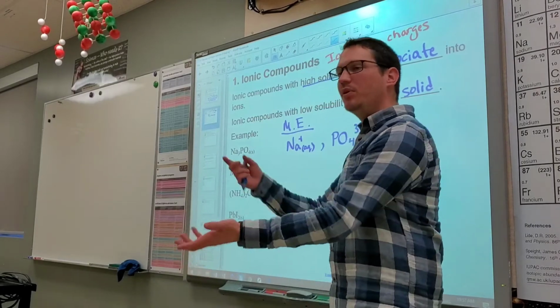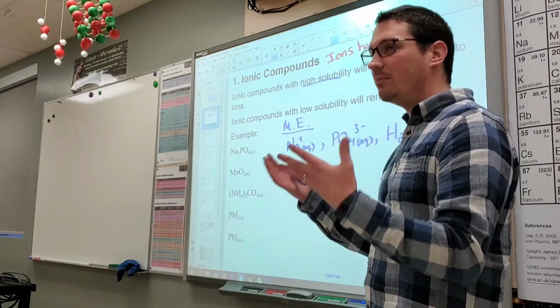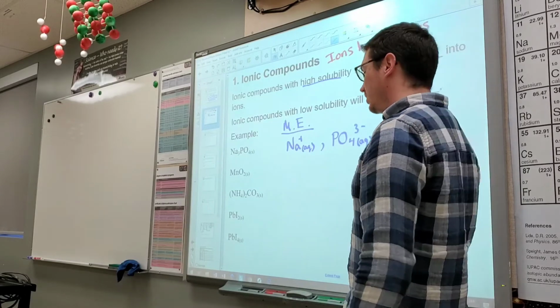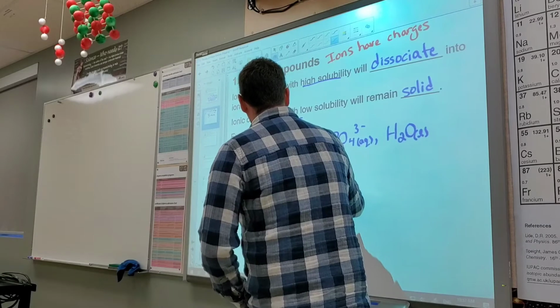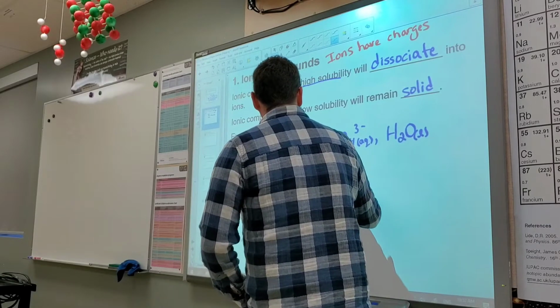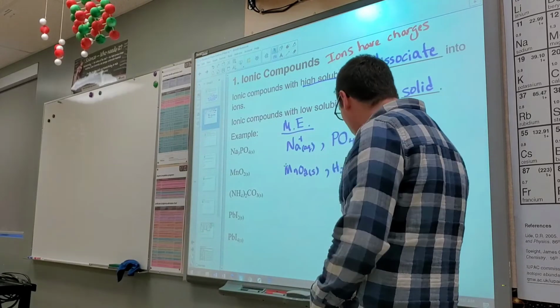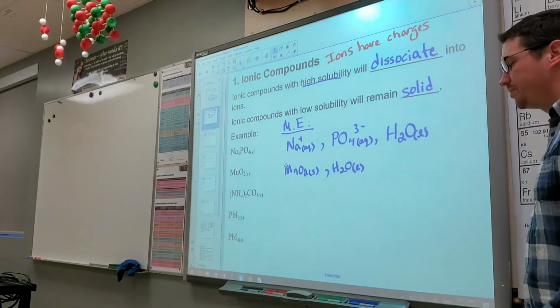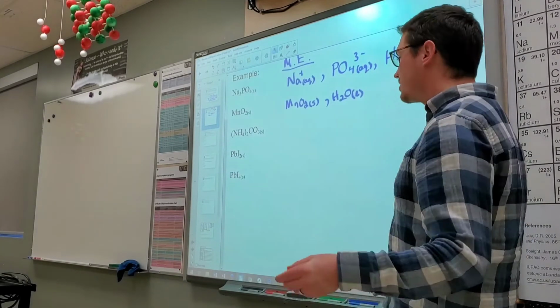Well, if I put a cube into water and it doesn't dissolve, what state of matter did it remain? It's going to still be solid. So the major entities are MnO2, solid, and water. Okay, let's keep going. Let's burn through this.